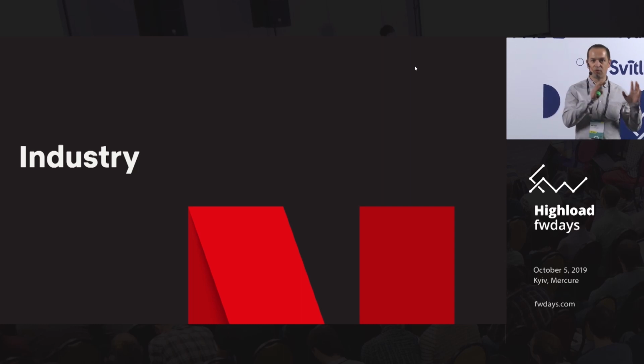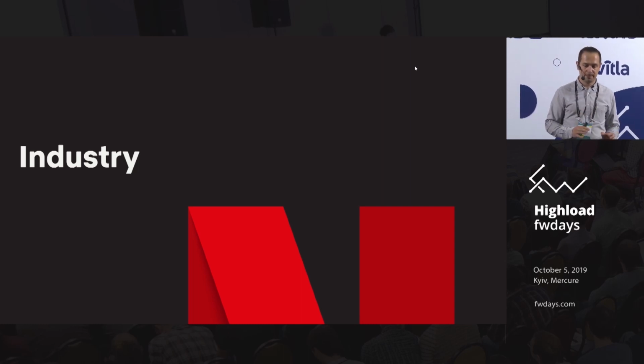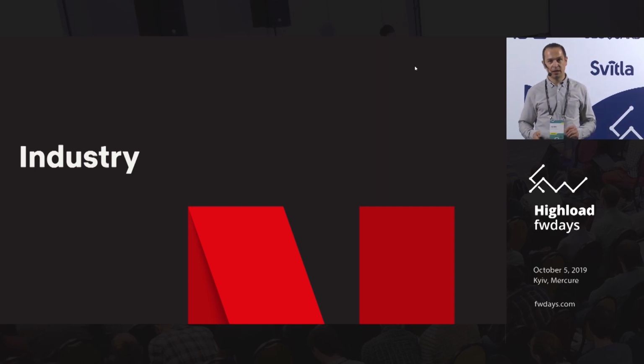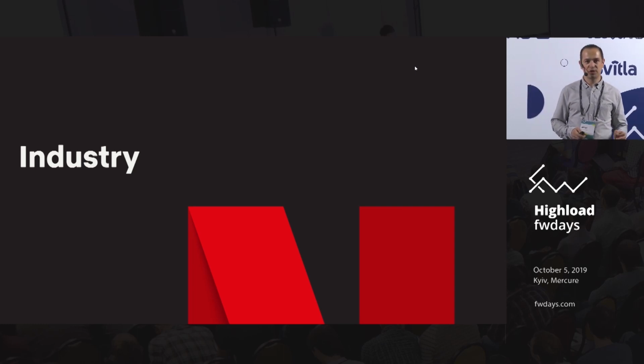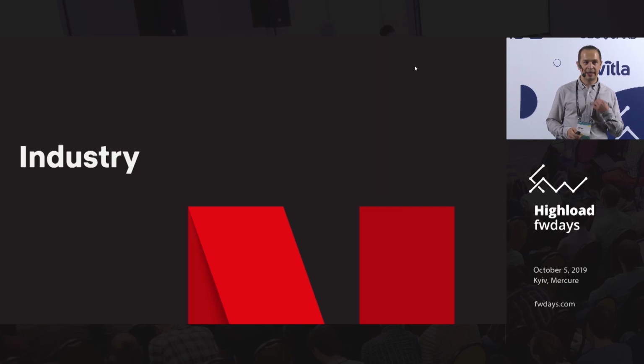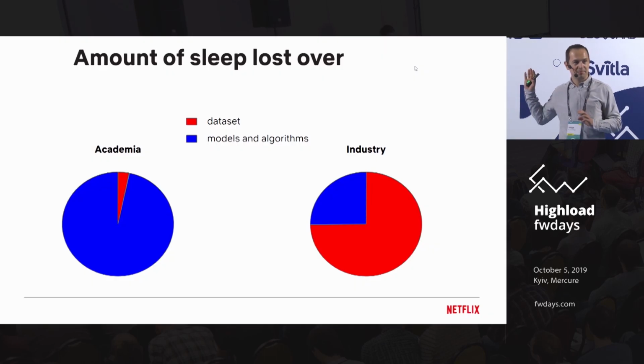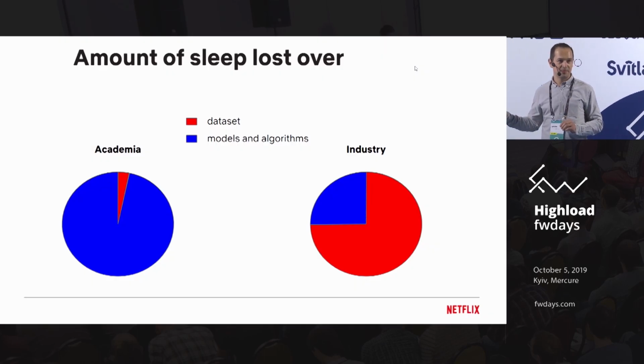So we talked about the problems that we have right now. How does industry solve this right now? Usually, machine learning. Usually, machine learning means a lot of data. How do people treat data? Well, one measure that I like myself is by the amount of sleep that is lost over a certain problem. So here is the average breakdown.